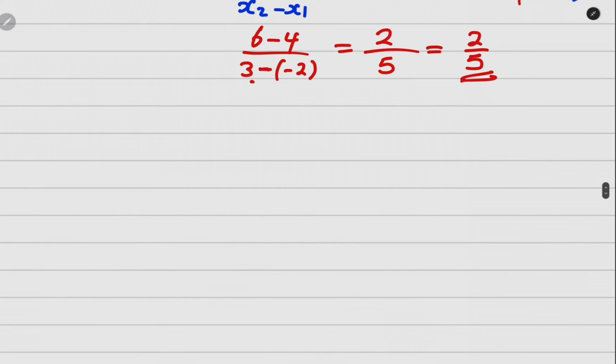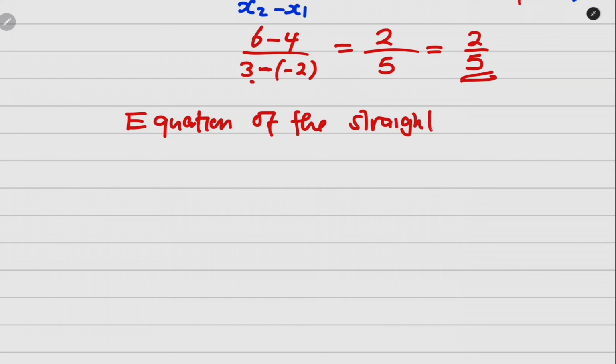Okay, so for the equation of a straight line, one thing you need to know is that the general form is y equals mx plus c. This is the general form for the equation of a straight line, and it's called the y-intercept form.